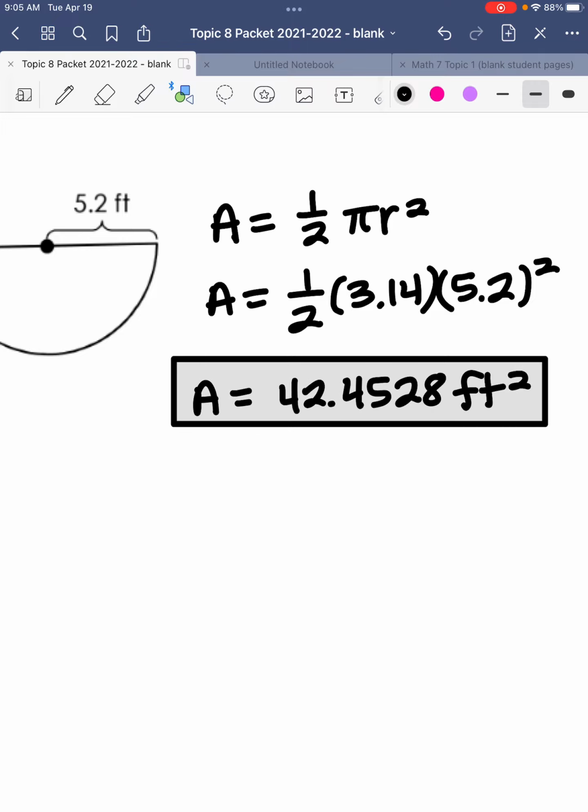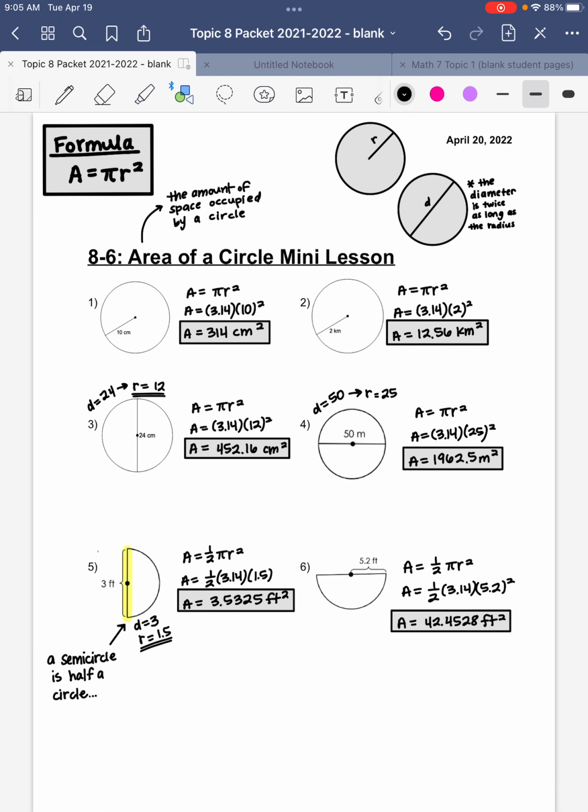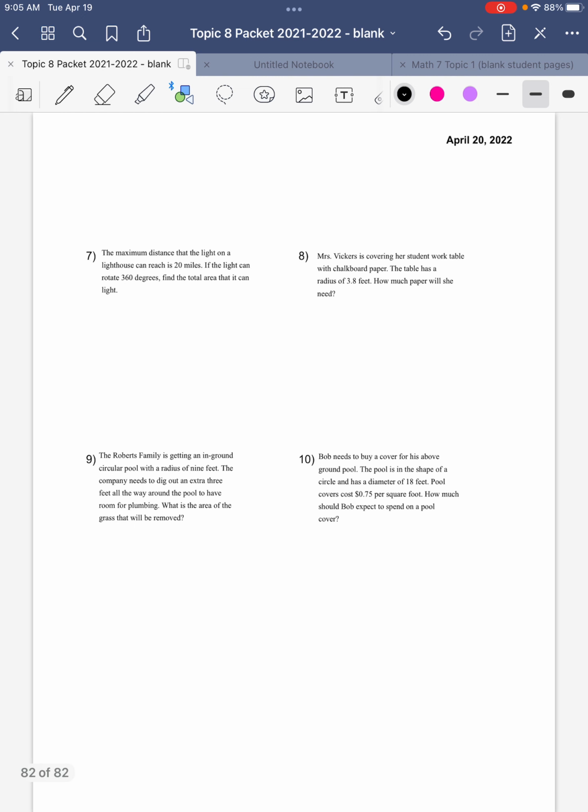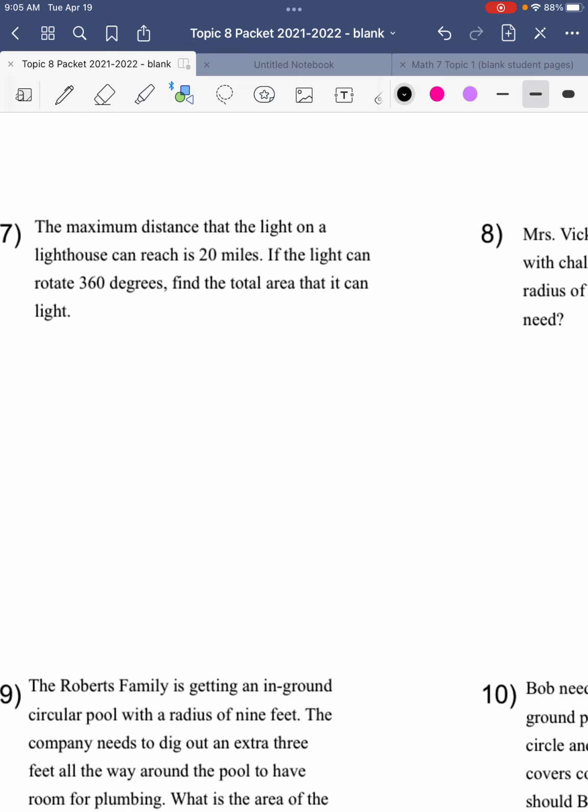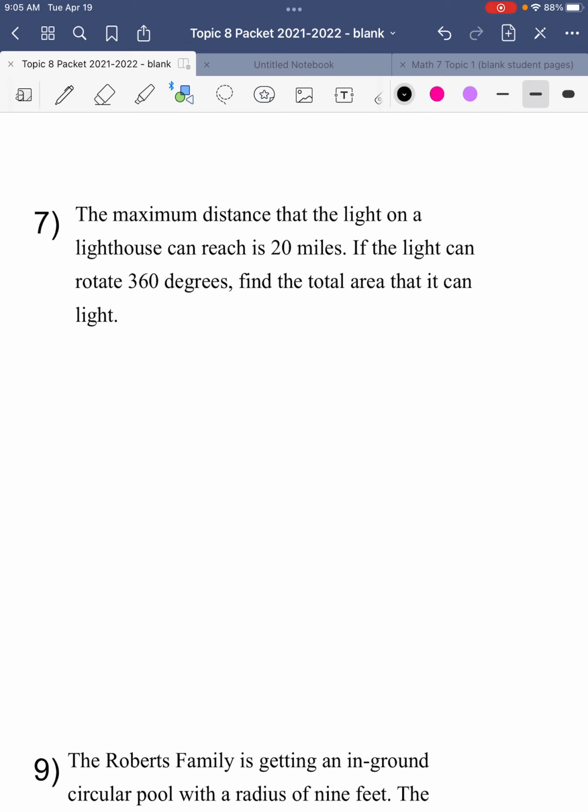Okay, moving on to our next page. So this time we have some word problems. So number 7 says the maximum distance that a light on a lighthouse can reach is 20 miles. If the light can rotate 360 degrees, find the total area that it can light. Okay, so first of all, when I see that the light can rotate 360 degrees, that means it's going in a circular pattern. So we have a circle, right?